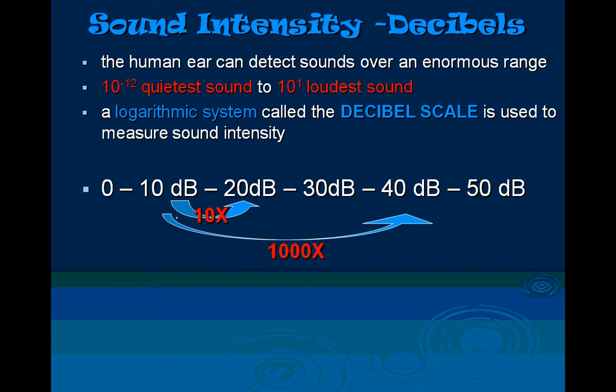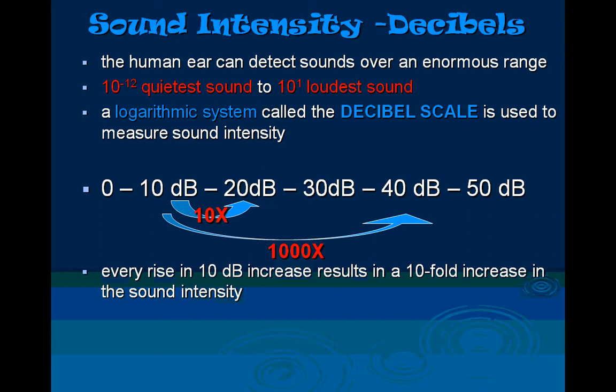The difference between 10 and 40 decibels is actually 1,000. So we jumped 1, 2, 3 times. Each jump is a tenfold increase. So 10, 100, 1,000 times. Keep that in mind when you're calculating or determining sound intensity levels between objects.